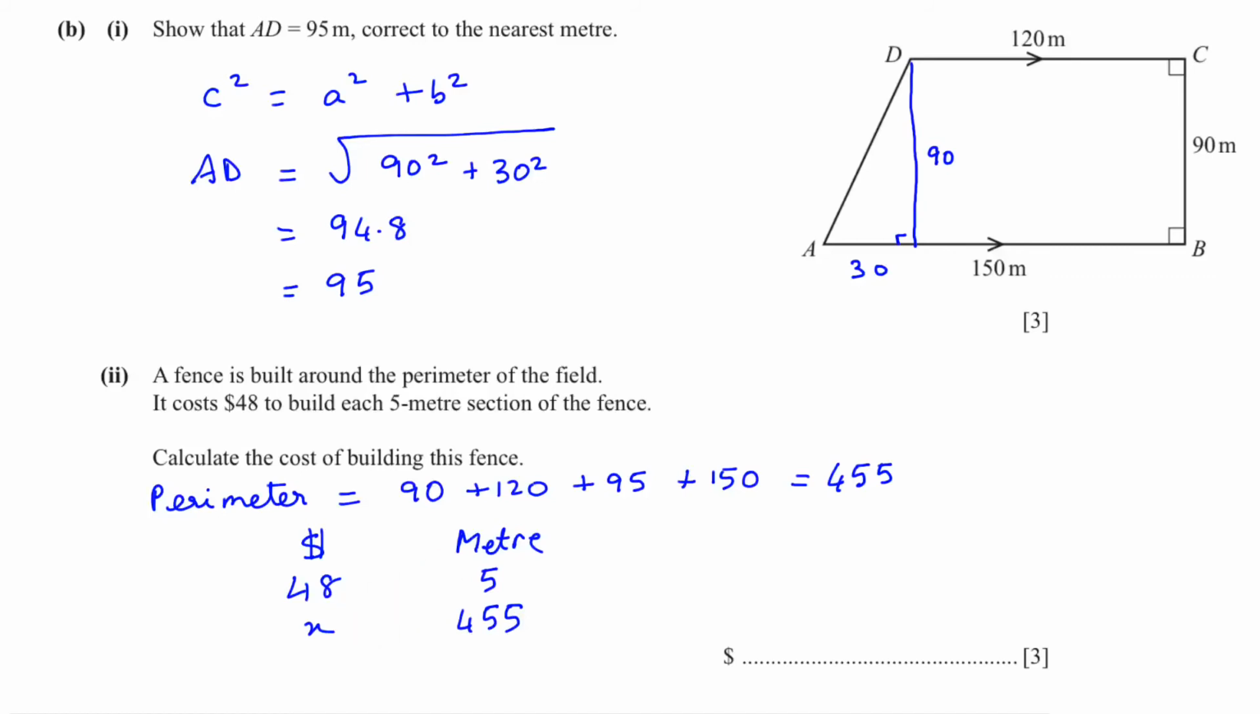Cross multiply. 48 multiplied by 455 is equal to x multiplied by 5. Divide this by 5. So 48 multiplied by 455 is 21840. And we divide it by 5, we will get $4,368. This brings us to the end of this exam paper.